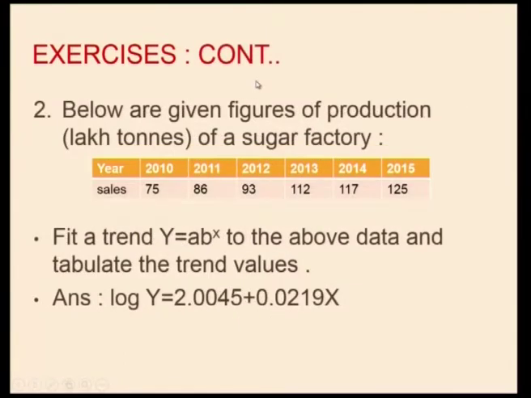Second one, below are the given figures of production of a company, given in terms of lakhs of tons in a sugar factory. The years given are 2010 to 2015, and the corresponding product sales are 75, 86, up to 117, 125. Fit a trend line y is equal to a b power x to the above data and tabulate the trend values. So the answer is log y is equal to 2.0045 plus 0.0219 into x.